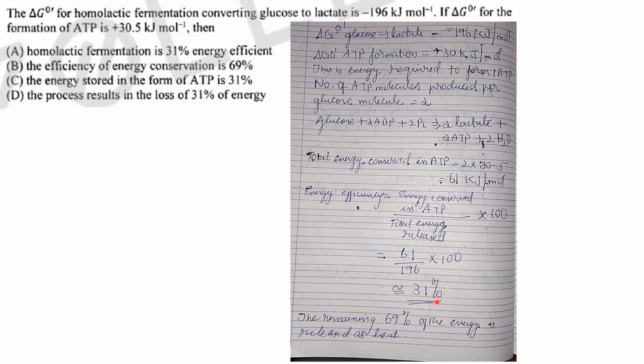Now see the options. Homolactic fermentation is 31% energy efficient. Yes. Here if you see, this energy efficiency we have calculated as 31%. So A is correct. The efficiency of energy conservation is 69%. Here energy is released as heat, 69% is released as heat. So it is not conservation. So B is not correct. The energy stored in the form of ATP is 31%. Yes.